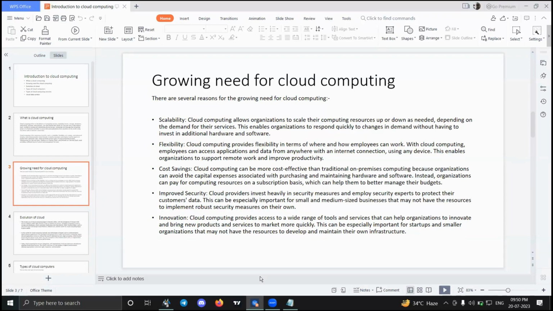Okay. Next we have innovation. Cloud computing also provides us access to a wide range of tools and services that can help organizations to innovate and bring new products and services to market more quickly. This can be especially important for startups and smaller organizations that may not have the resources to develop and maintain their own infrastructure. As I told you before, many startups these days are growing up in India, so they don't have the exact amount to spend on very big locations and data centers. Even they don't have the revenue to buy their own office spaces. So for that reason most of them are moving towards cloud, so that they can just buy according to their need, and if they need more they can just upgrade their subscription.